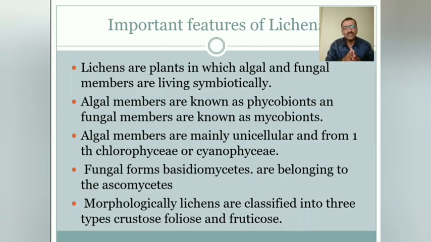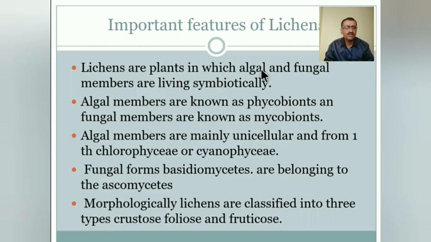That fungus is associated with the algae. How? The algal member has chlorophyll pigment, and with the help of that chlorophyll pigment and light, it produces its own food material, and that food material is given to the fungal partner. Besides that, the fungal partner absorbs water and nutrients from the substratum and gives them to the algae. In this way, they grow together without harming each other. That association is known as the symbiotic association.